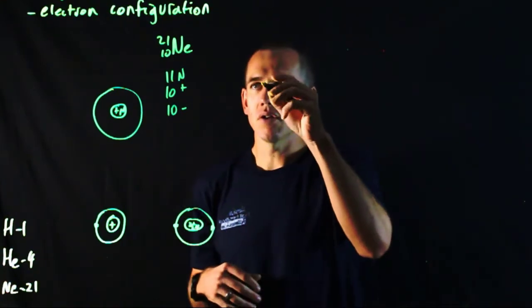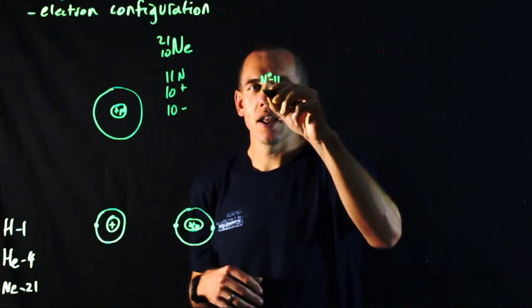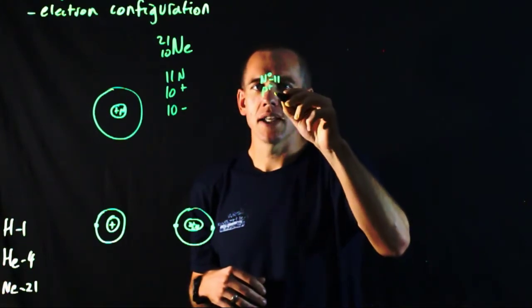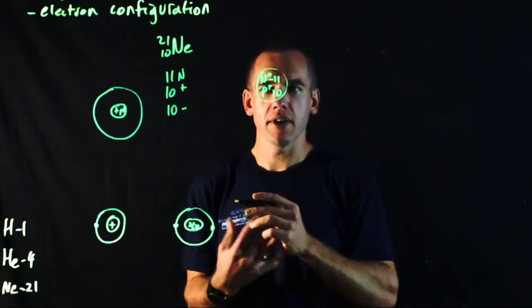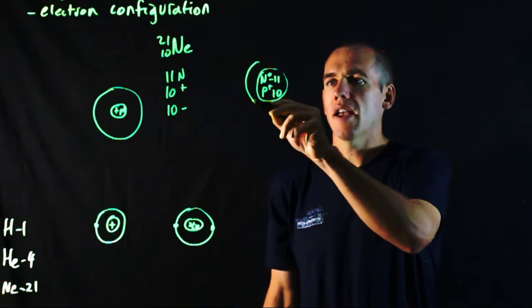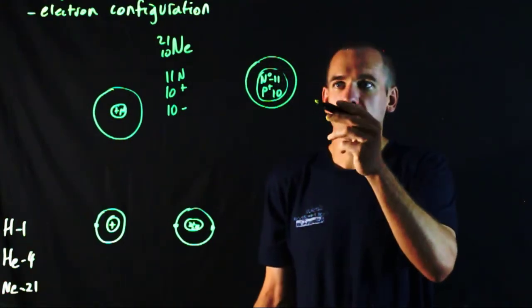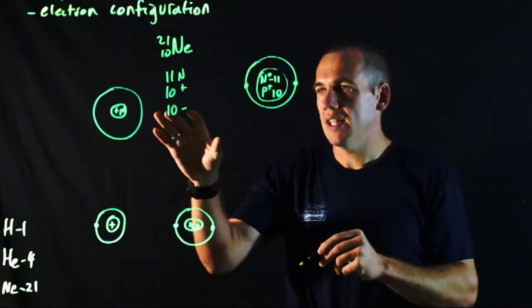And so in our nucleus we draw N0 and we would have 11, and P+ we would have 10, and that would be our nucleus. So we're not going to put any electrons in our nucleus. So the next thing we're going to do is draw our first energy level, which holds 2 electrons, 1, 2, and then we need 8 more.